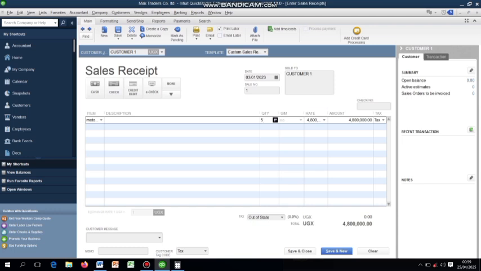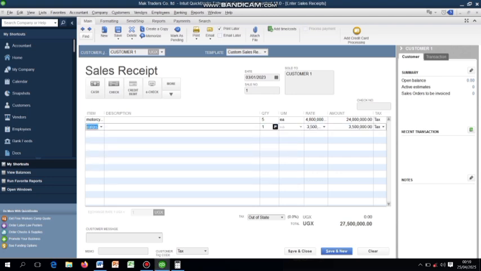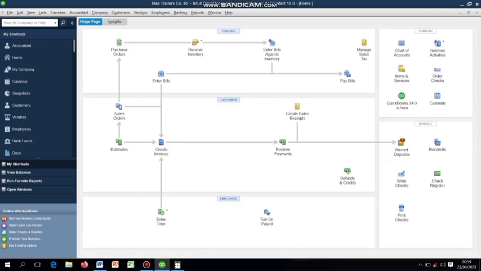Then I'll come to the next item he bought, 3 generators. So I will also choose generators, and I also choose 3. So I will save and close after having written that.